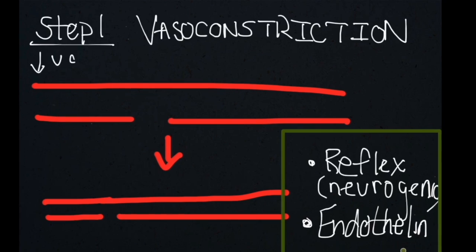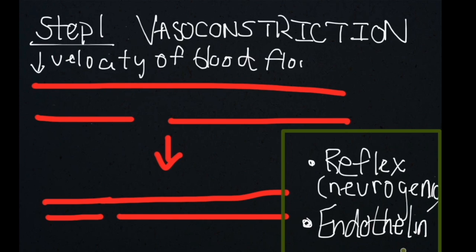So as I mentioned before, the decrease in the diameter of the blood vessel is going to lead to a decrease in the velocity of blood flow. This transient vasoconstrictive process essentially allows the platelets to begin sticking to the walls of the blood vessel to form our primary hemostatic plug, which is what we're going to discuss next.